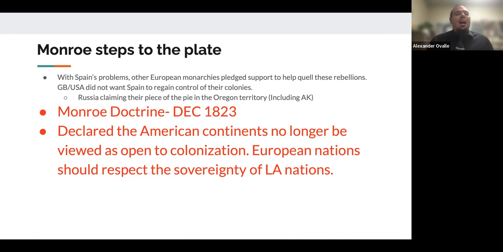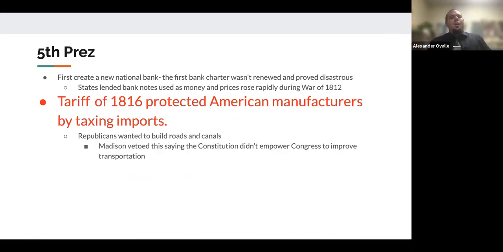At the same time, Monroe is thinking, well, if those countries in Europe are gone, who's left to take control and influence the area? America. Exactly. That's going to cause some problems later, but you know, America.